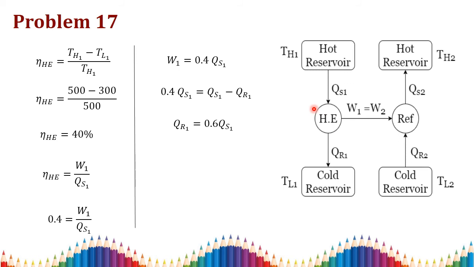Okay. Then we can also write work done is equal to QS minus QR. Substitute the work done here. Instead of work done 1, we can write 0.4 into QS1, which is equal to QS1 minus QR1. Substituting the values, QR1 is equal to 0.6 into QS1.